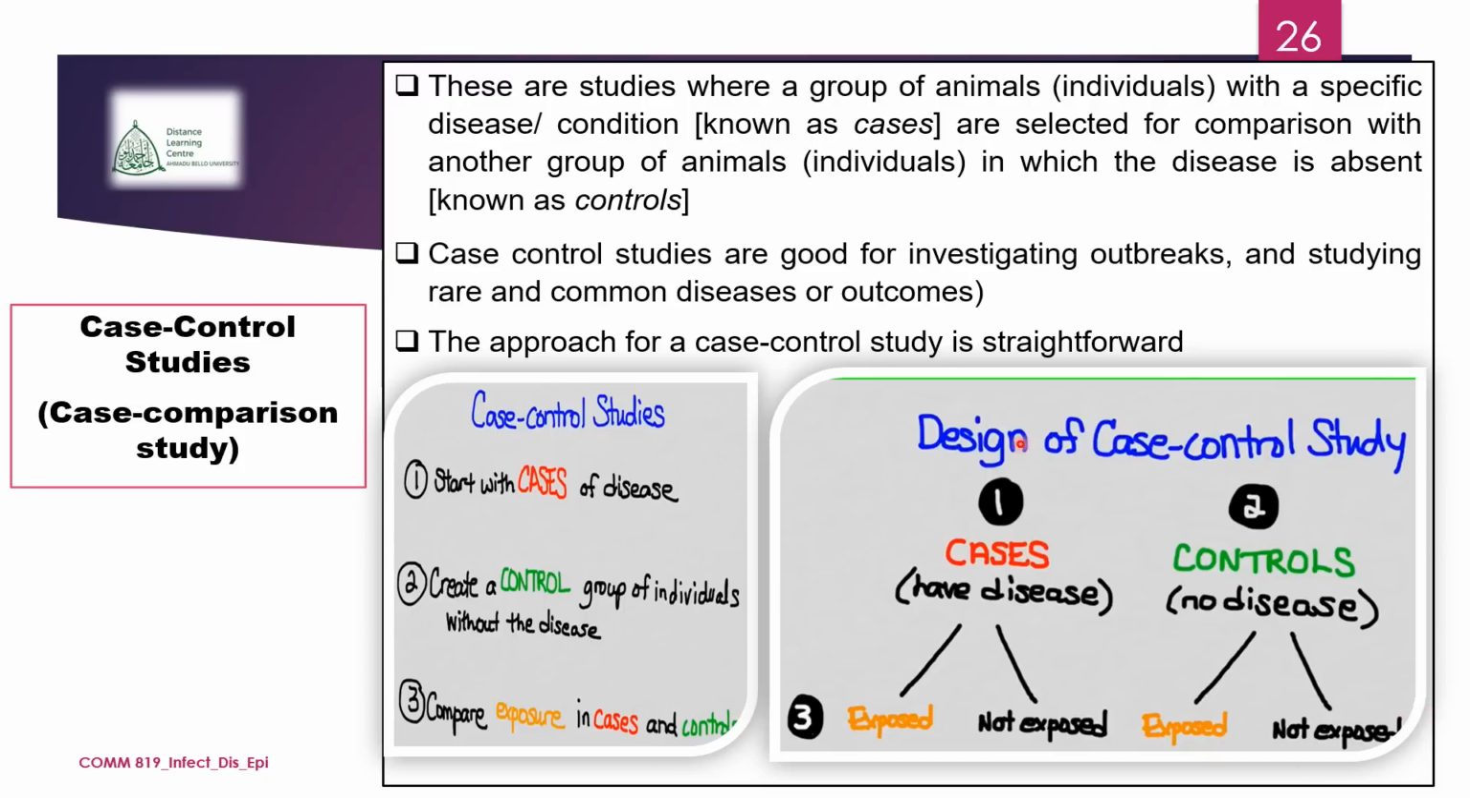So the outcome of a case control study is the odds ratio. You try to compare the odds of being exposed among cases over the odds of being exposed among controls.